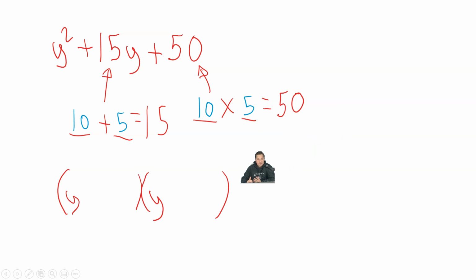You put the y's down first, one time each inside each parentheses, and then plus one of those numbers, and then plus another one of those numbers. It doesn't make any difference whether you write y plus 5 multiplying y plus 10, or y plus 10 multiplying y plus 5. Okay, now let's take a look at what happens when the numbers get a little bit bigger.